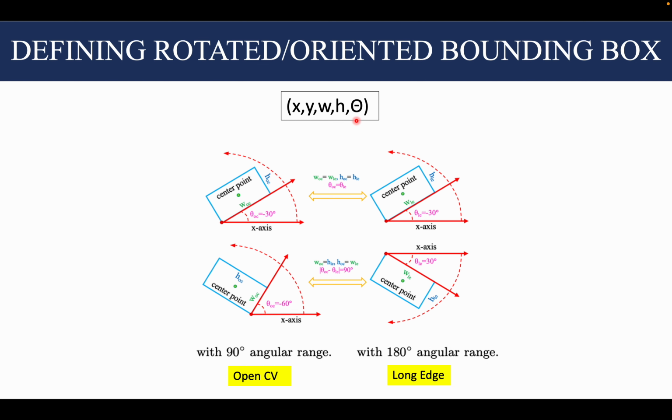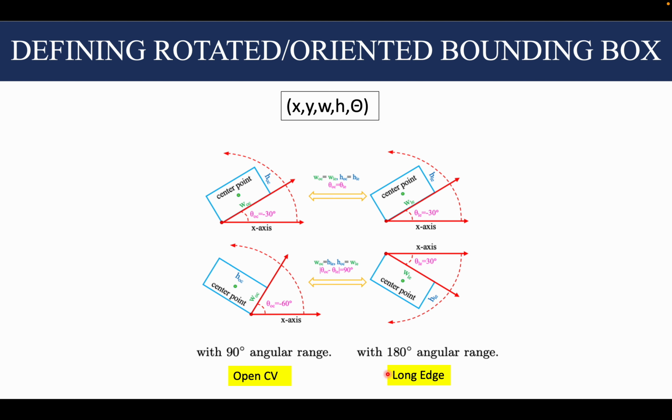Now, how we interpret the width, height, and theta depends upon two definitions for rotated bounding boxes, the first one being the OpenCV definition and the other being the longest definition. What the OpenCV definition says is that the width of the rectangular rotated bounding box would be the lower edge of the rectangle, and the angle theta would be the angle that this lower edge makes with the x-axis. Therefore, the angle in this case would have a 90 degrees angular range, from 0 to minus 90 degrees. The other definition is the longest definition.